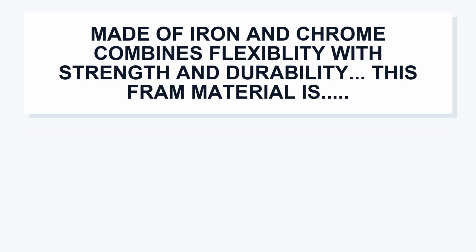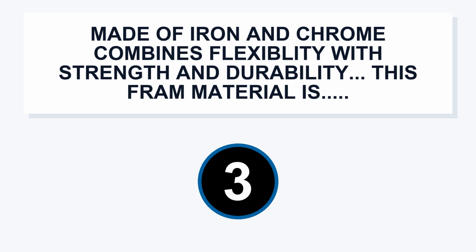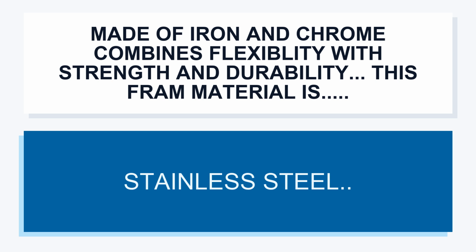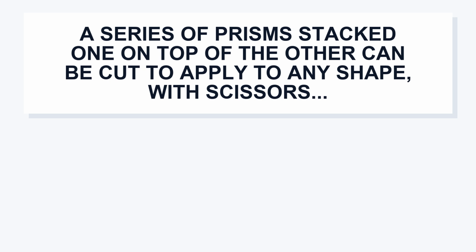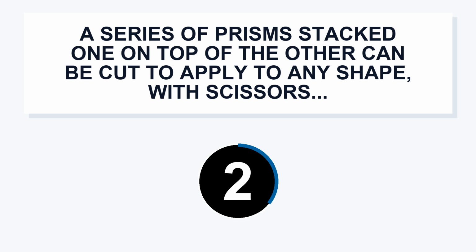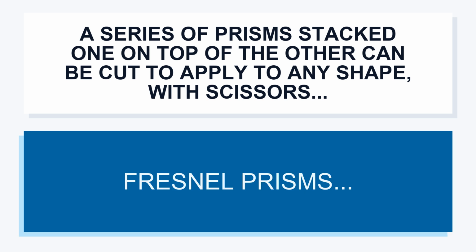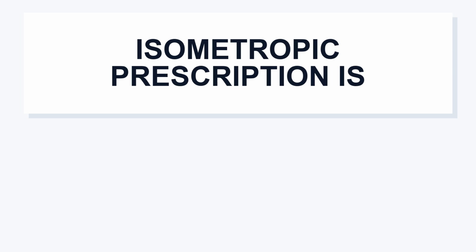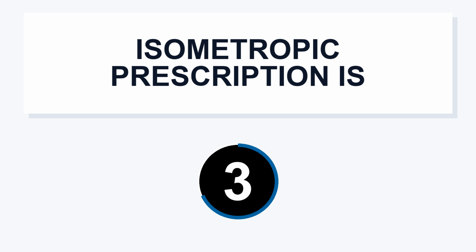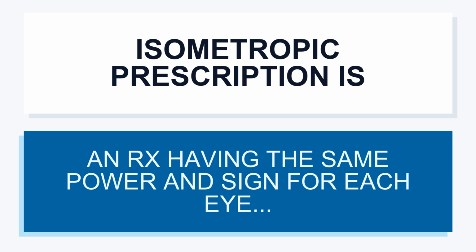Made of iron and chrome, combines flexibility with strength and durability. This frame material is stainless steel. A series of prisms stacked one on top of the other can be cut with scissors to apply to any shape. Fresnel prisms. Isometropic prescription is an Rx having the same power and sign for each eye.